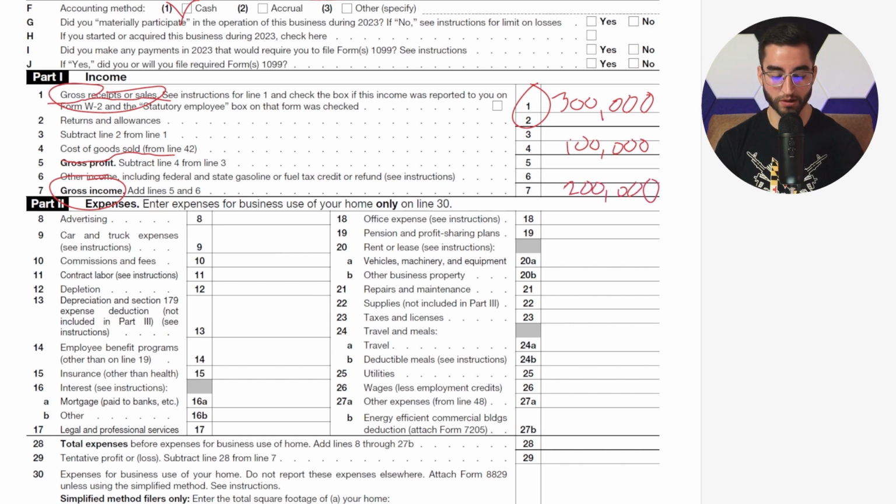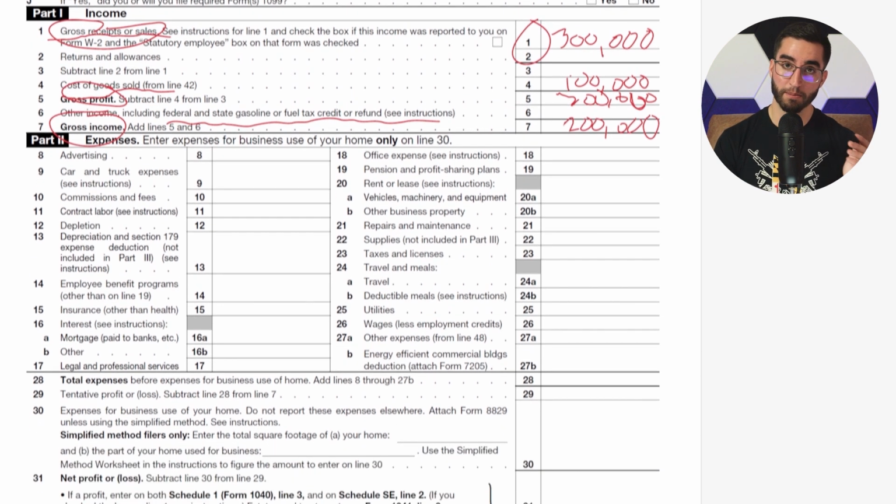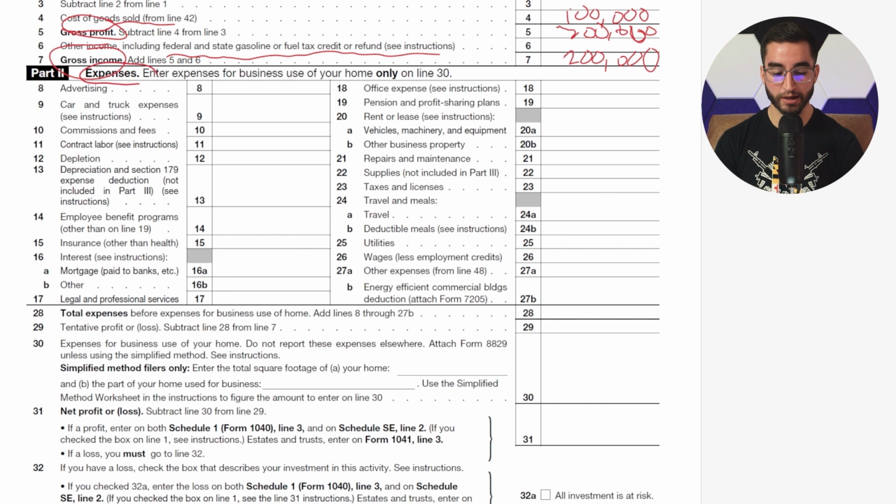So we got gross profit here on line 5, so this would be $200,000 as well, right? And then you'd have other income and things like that, such as grants and federal and state gasoline and fuel tax credits, refunds, things like that. Those would go there. But let's say we got $200,000 of gross income, gross profit. So then below that are all of our expenses.